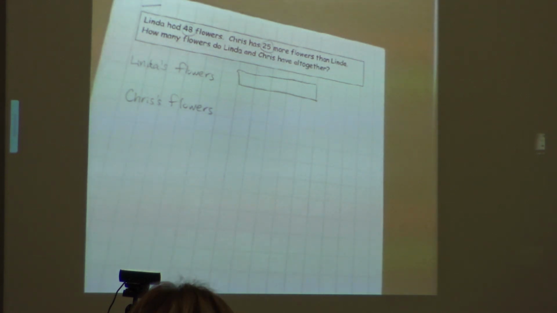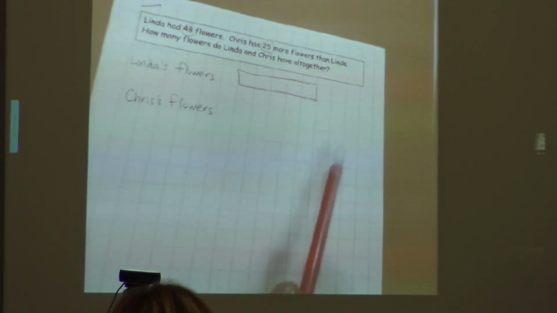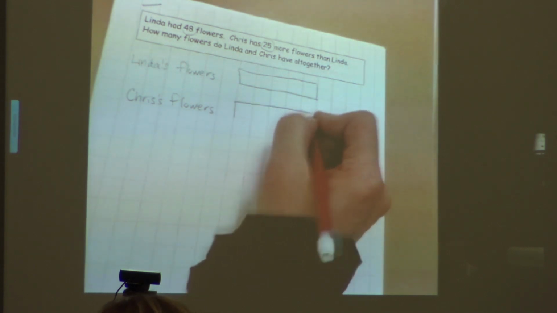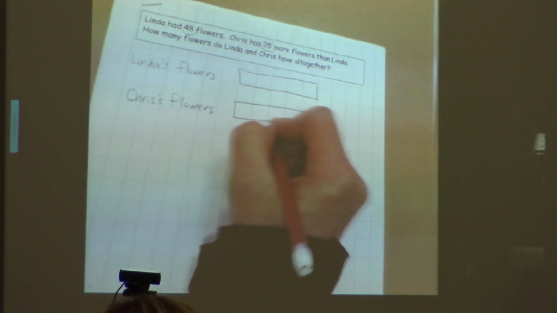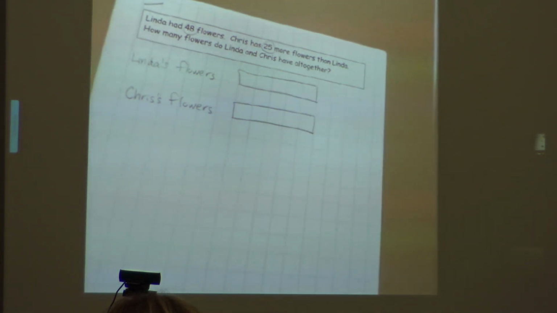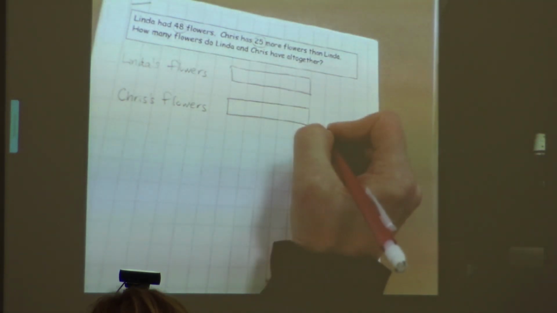Well, students from experience would know that Chris has to have at least 48 flowers. So now I'm going to add on to his bar. I like to draw a bar the same size as Linda's, because Chris has at least 48, the same amount, right? And then it says 25 more flowers than Linda. So now I'm going to add on a bar to show the 25.